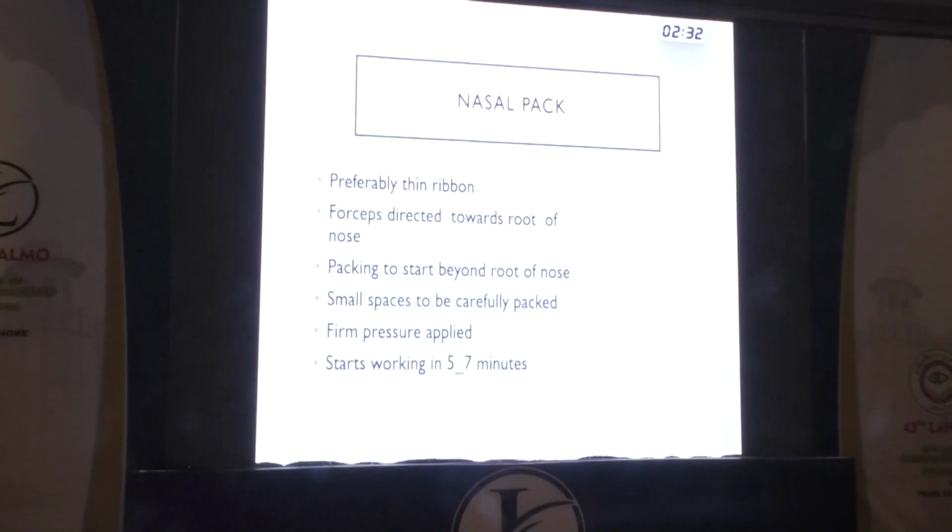Nasal pack should be of thin ribbon. It's very important. Otherwise, the small spaces are not packed properly. And the forceps through which we are going to place the nasal pack should be directed toward the root of the nose, and then packing should go beyond the root of the nose, and the small spaces should be carefully packed. We have to apply firm pressure, and we have to wait for 5 to 7 minutes before going for the surgery.